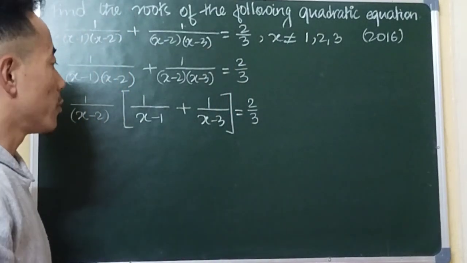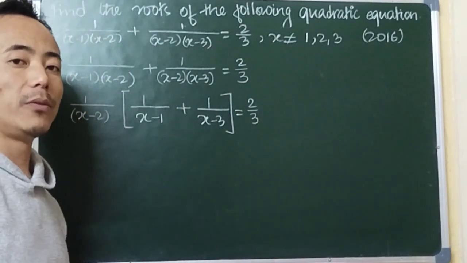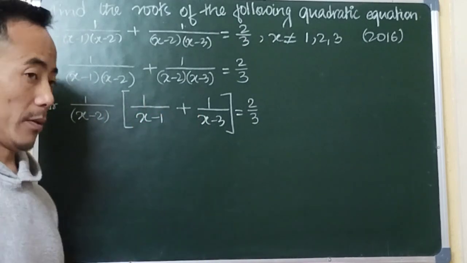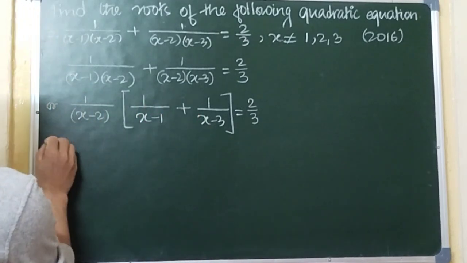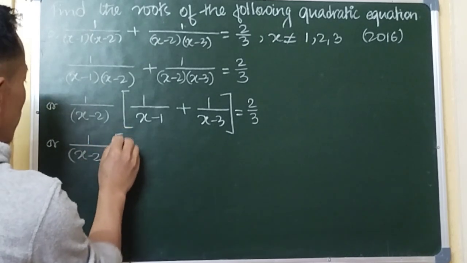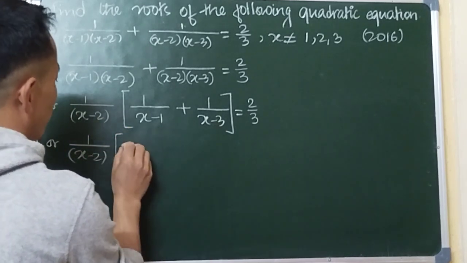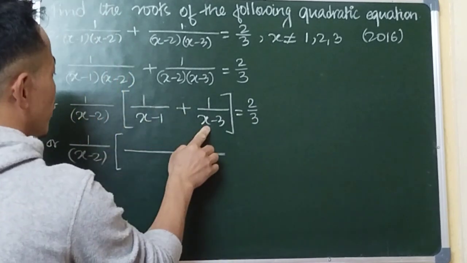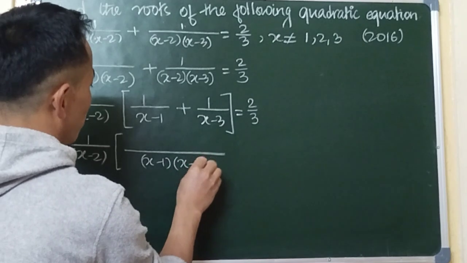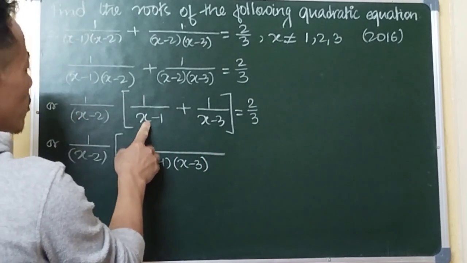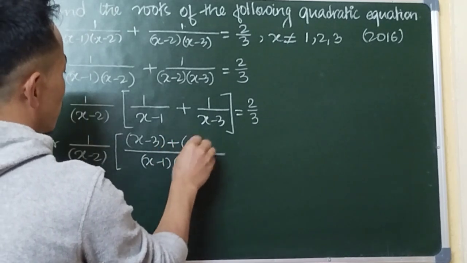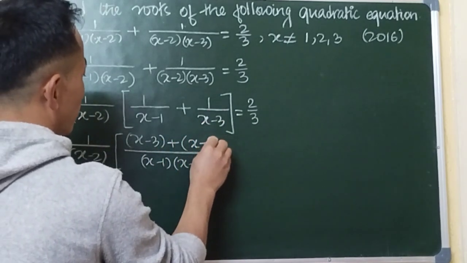So don't jump into the steps. First look at the equation carefully. You will get some hint from the equation and then plan it out and follow the method. So now it becomes easy to find the LCM. So we will simplify the term inside the bracket. For this, LCM of x minus 1 and x minus 3 will be x minus 1 into x minus 3. So here we have already x minus 1, so 1 will be multiplied with x minus 3 here, plus here it will be multiplied with x minus 1.